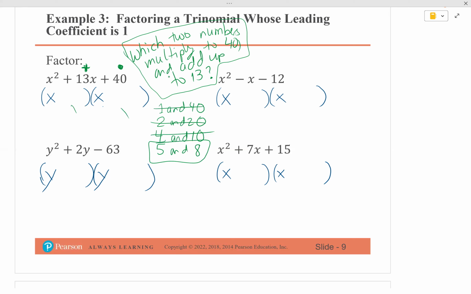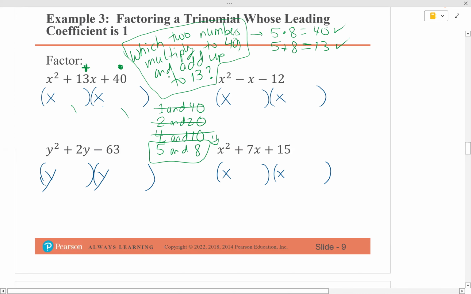That's a winner. The answer is 5 and 8, because 5 times 8 is 40, which is what I wanted, and 5 plus 8 is 13. Any other pair of numbers either wouldn't multiply to 40 or wouldn't add up to 13. There's only one unique pair that does both, 5 and 8. I have to put a plus or a minus. If they're negative, put a minus, but if they're positive, you have to put a plus.